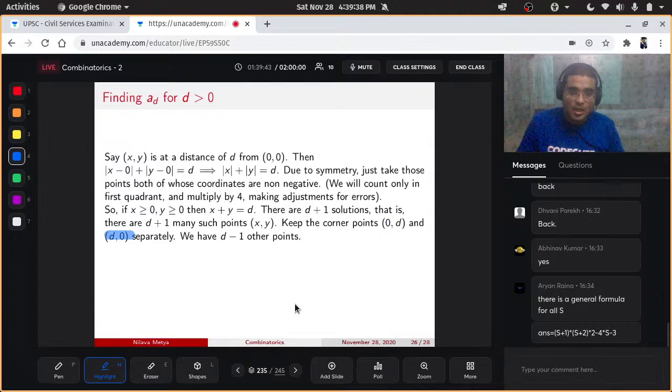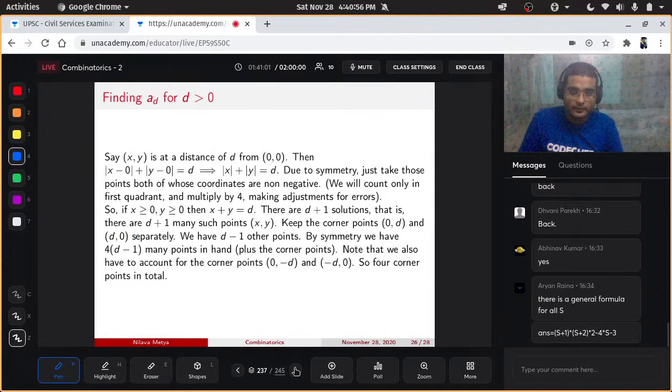Okay, so we have d minus 1 other points by symmetry, 4 times d minus 1. So these 4 lines total make up 4 times d minus 1. But we did not count these corner points, 4 of them. Okay, so 4 corner points. Just add these 4 corner points. We have 4d. So it is 4D.